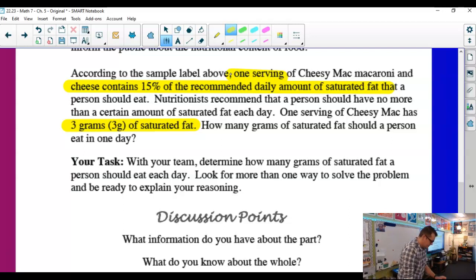So how much saturated fat should you have in the entire day? What's 100%? You're trying to figure out what is your 100%. 3 times. So you should have 12%.